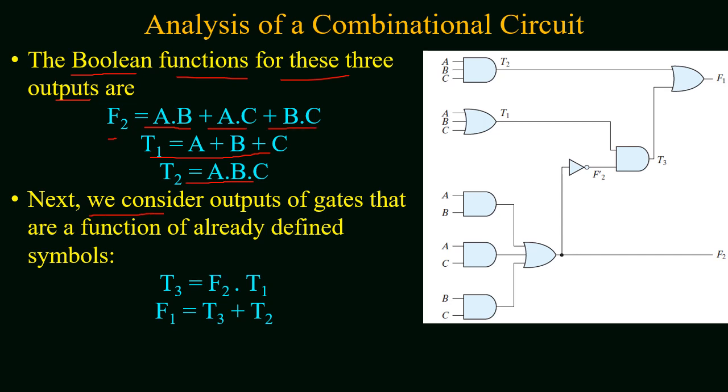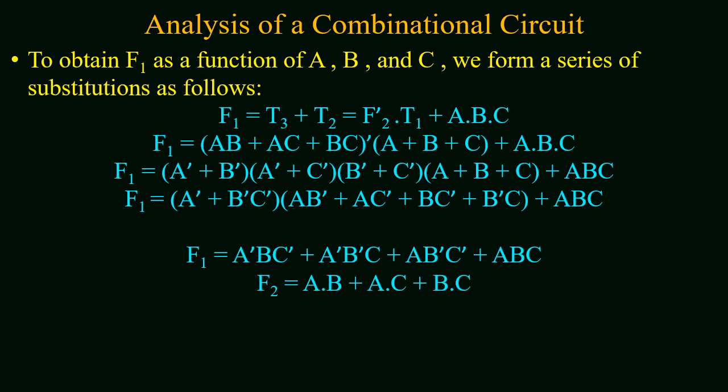Now we will consider the output of gates that are a function of already defined symbols, like T3 is equal to F2 prime dot T1 and F1 is equal to T3 plus T2. Now to obtain the output function F1 in terms of input variables A, B and C, we will use a series of substitutions, like F1 is equal to the sum of T3 and T2, where T3 is equal to F2 prime product with T1, plus A dot B dot C.